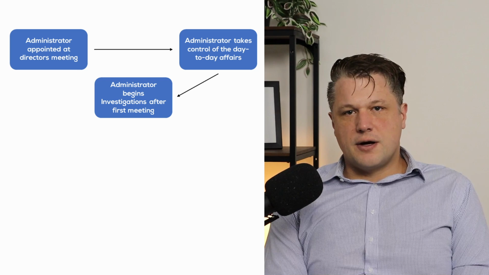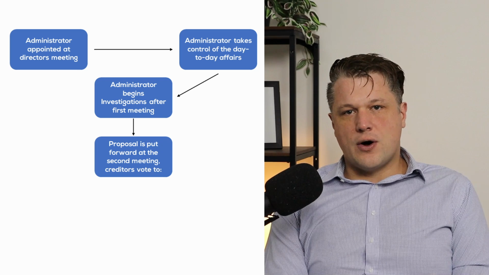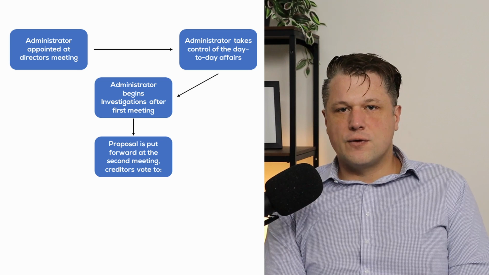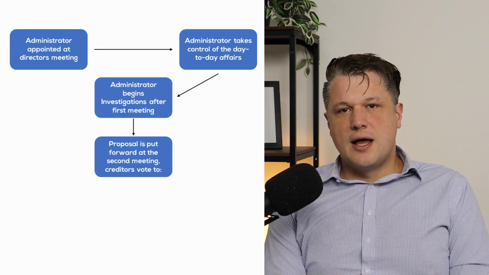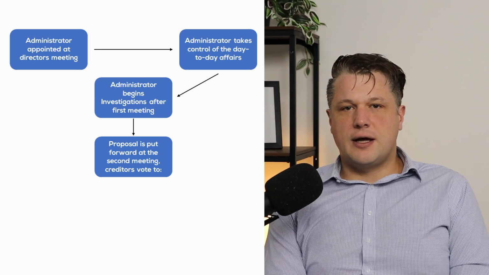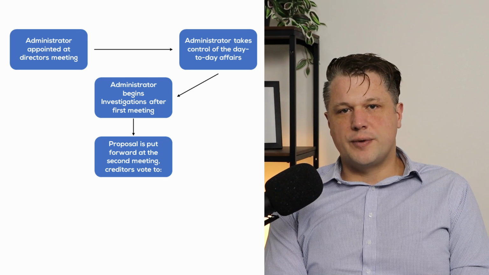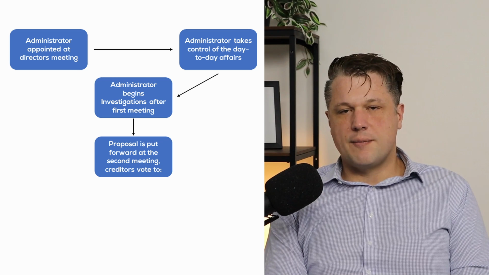At the second meeting of creditors, a proposal by the director or a third party, called a deed of company arrangement, may be put forward for the creditors' consideration, and that proposal generally results in the return to creditors being in excess of the return that will be obtained from the immediate liquidation of the company.